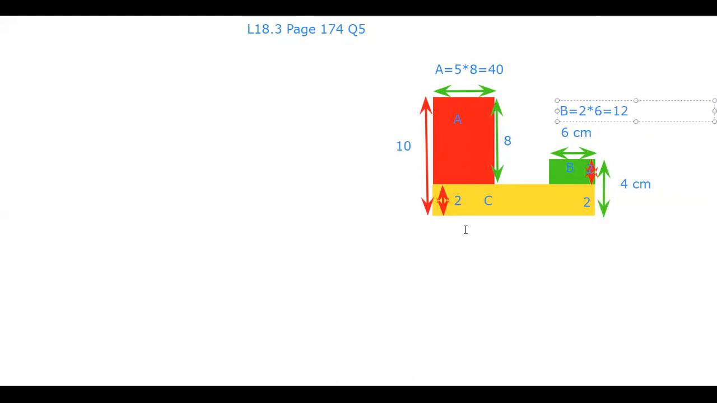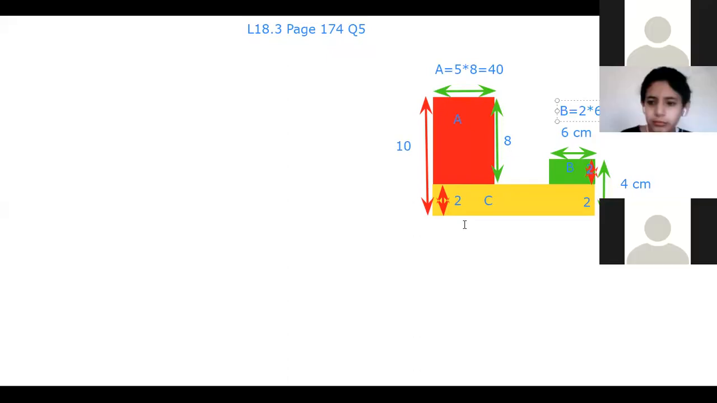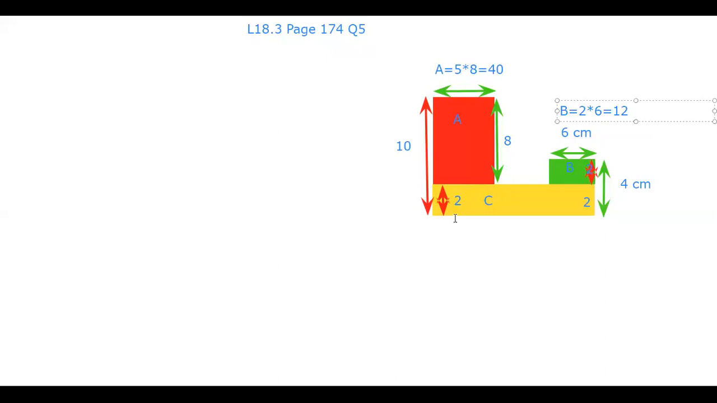Now what about the area for C? For C, I want to find the missing sides. I do know that the length here is 2. What about the width? How can I figure out the width? The width, they actually give it to me. They said that it's what? 20. They said that from here to here, it's 20.